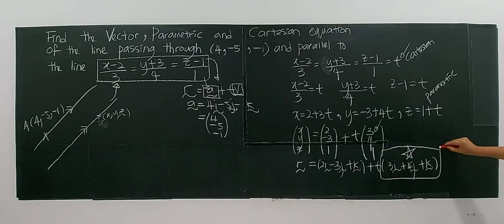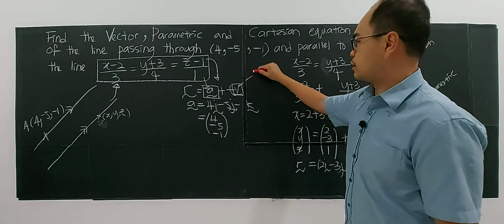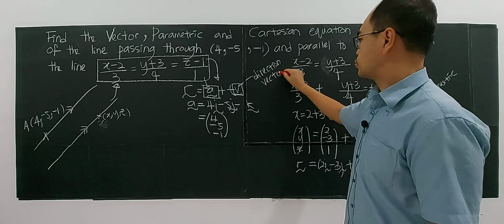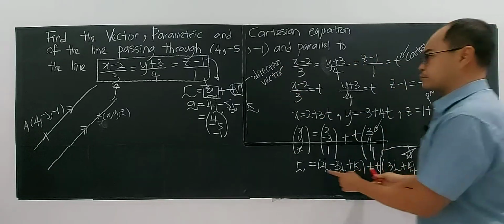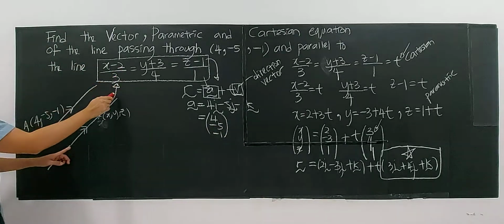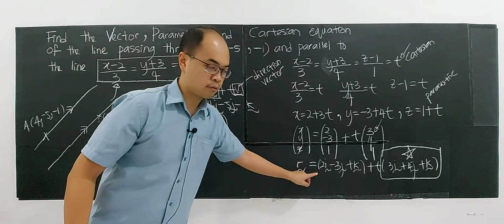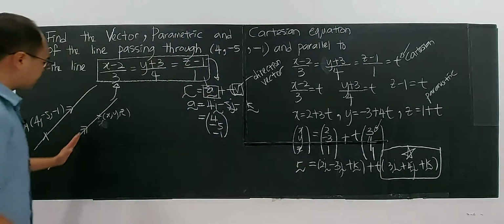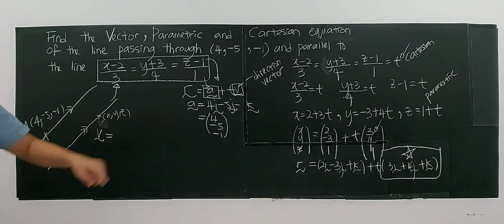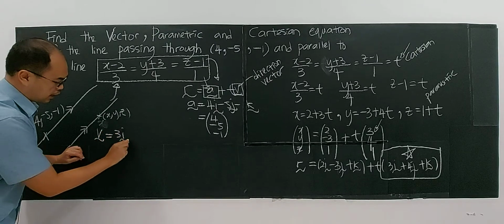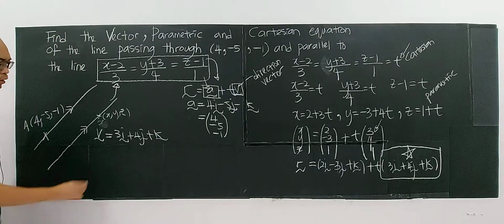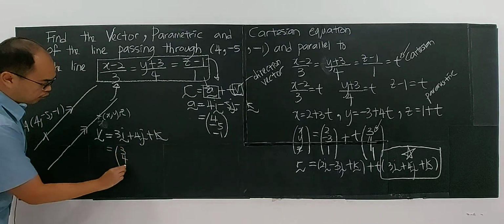The most important thing here will be this one, because according to the formula, this is a direction vector. This is the vector equation for this line. From this line, I have obtained the vector equation. So the direction vector of this line will be 3, 4, 1, that is 3i plus 4j plus 1k, or we can rewrite it as (3, 4, 1).